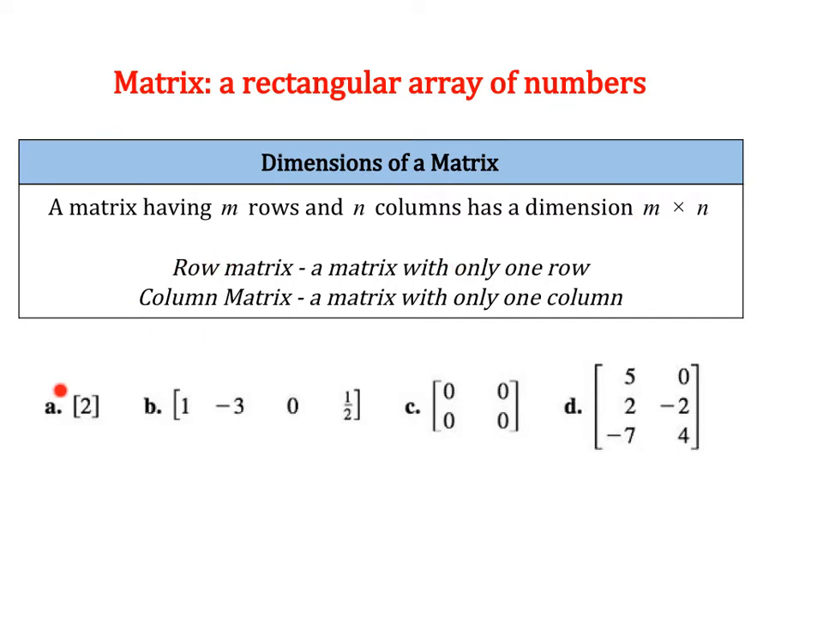So if I look at this first one, I have one row and one column. So this is just a 1 by 1 matrix. Here I have one row, but 4 columns. So this is a 1 by 4 matrix. Here I have 2 rows and 2 columns, so it's a 2 by 2 matrix. And here, if you count, we have 1, 2, 3 rows and 2 columns. So it's a 3 by 2 matrix.